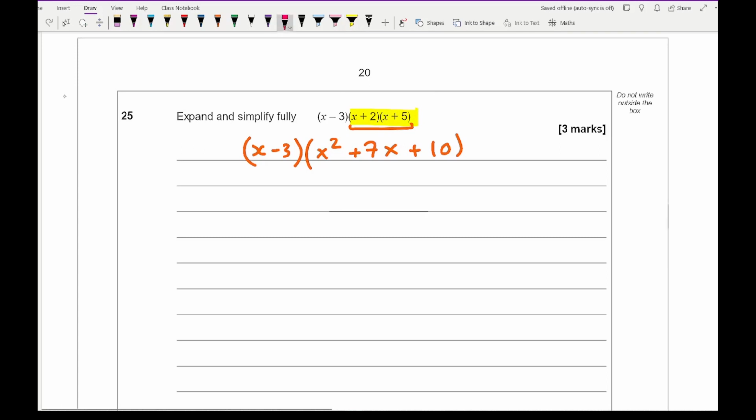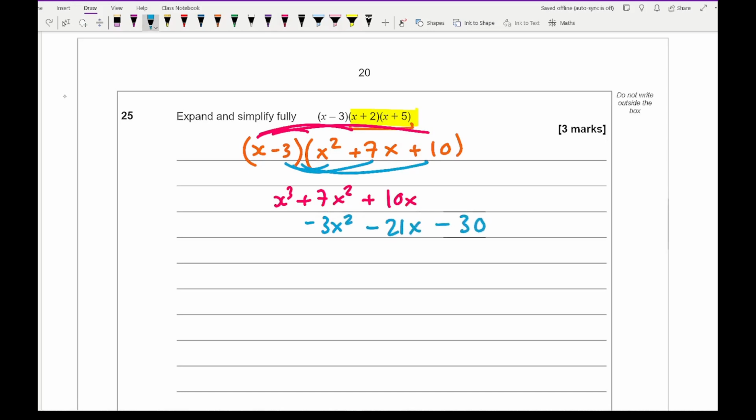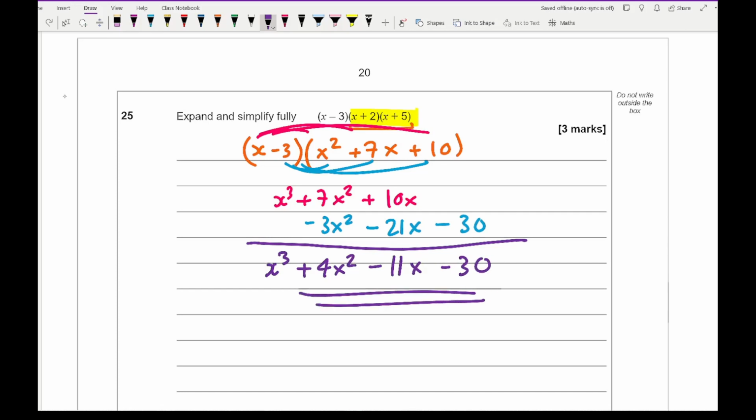And now what I need to do is expand all of this. So I'm going to multiply x by those three things. So I get x cubed plus 7x squared plus 10x. I then multiply the minus 3 out. So I end up with minus 3x squared minus 21x minus 30. And then all I've got to do is join those together. Note how I've set out my work. It just makes it a lot easier for me to add up those common terms rather than writing it all in one line. And there is my final answer.